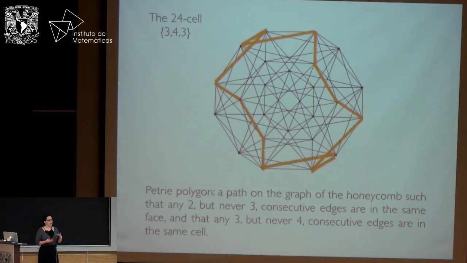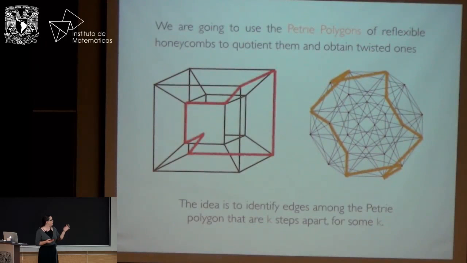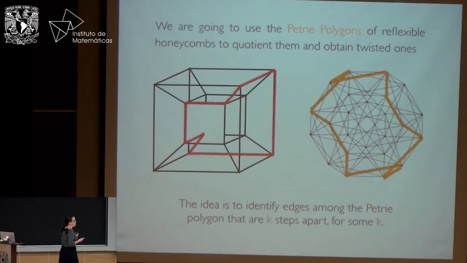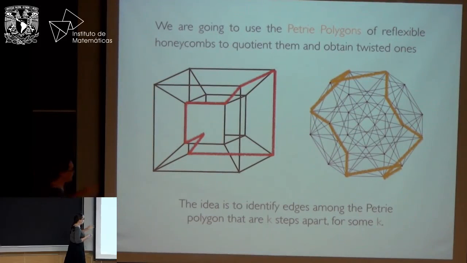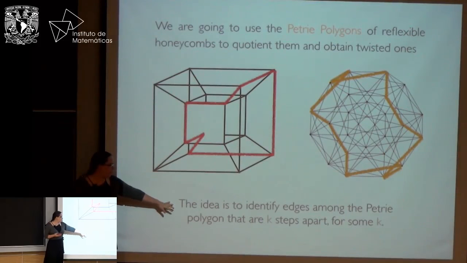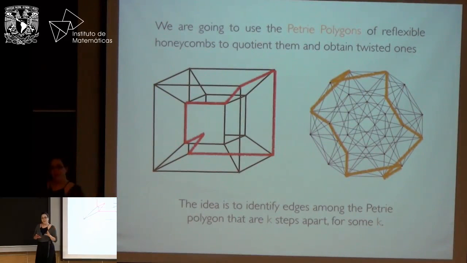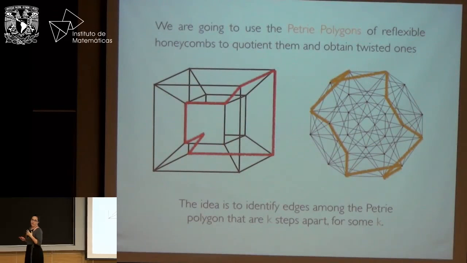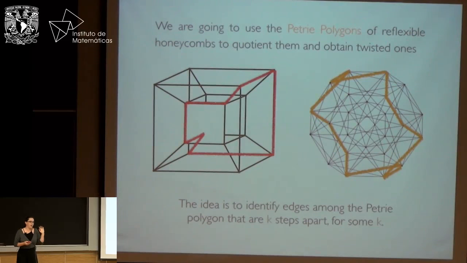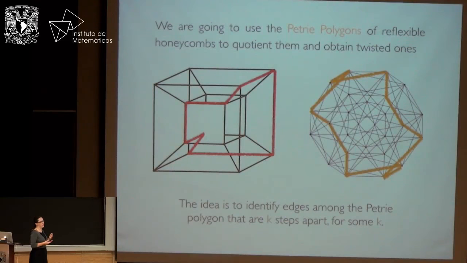I could have tried to do this with one of the infinite ones. I did it with 2 of the finite ones. In the infinite ones, the Petrie polygons are infinite paths in the structure of the honeycomb. So I didn't do it because it's a little harder to draw. The idea to obtain twisted things is to identify, among the Petrie polygon, edges that are k steps away for some k. I don't know which k. I want to figure out which k is going to work, but that's how I'm going to do it.